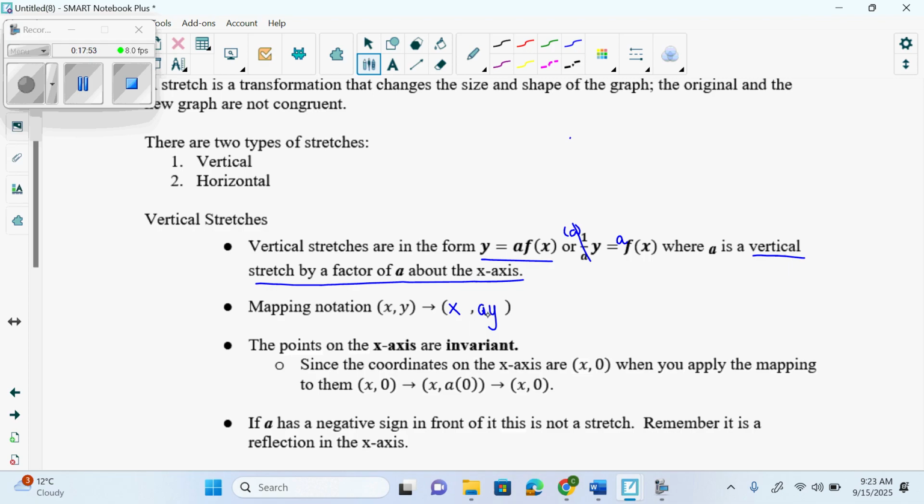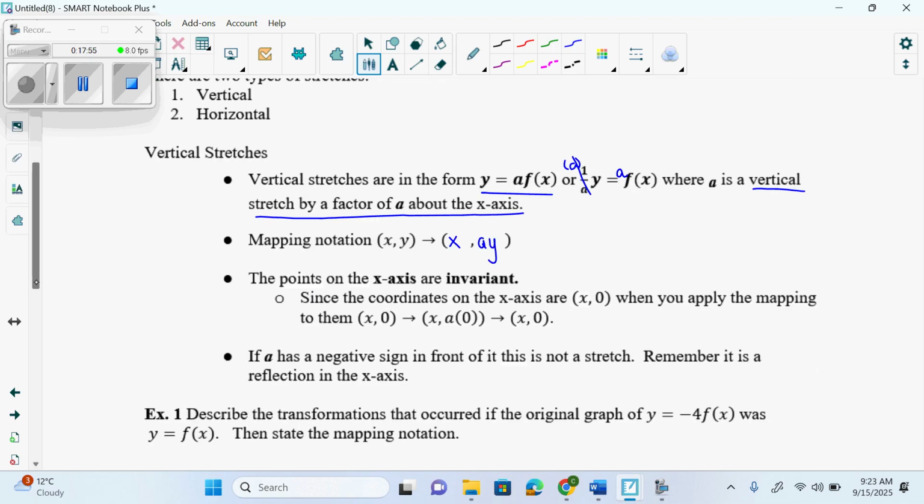The points on the x-axis are invariant. This is important. The points on the x-axis, if all I'm doing is vertically stretching it and I'm not translating it, because translating it would move it off, correct? But if all I'm doing is vertically stretching it, the x-axis is where they're invariant because I'm multiplying my y's, and my y's on the x-axis are 0. Multiply anything by 0, you get 0, right? So they're not going to change. So for example, if I use x0, which is any x-intercept, and I apply that a to the 0, I'm still going to have x0. So it's going to stay.